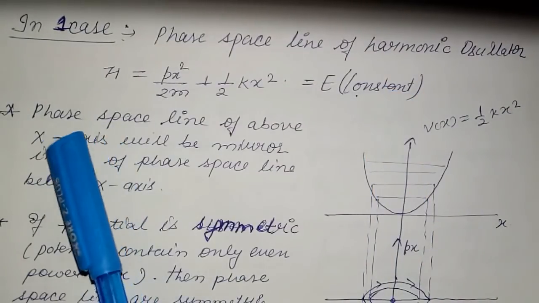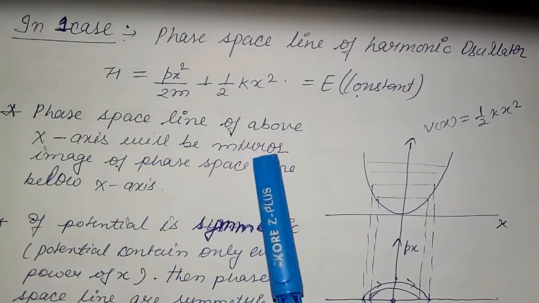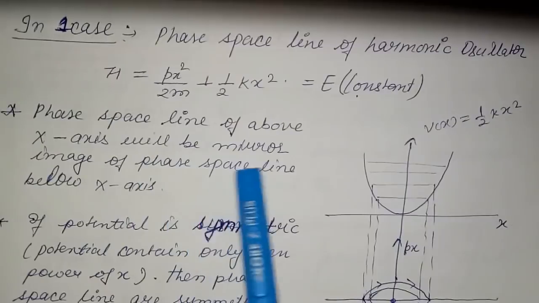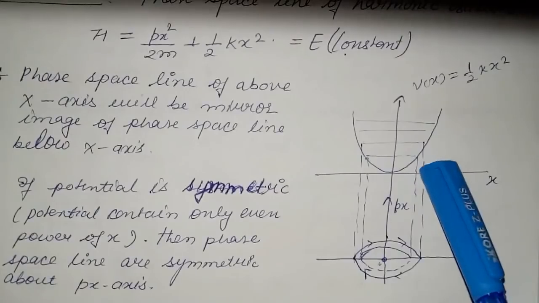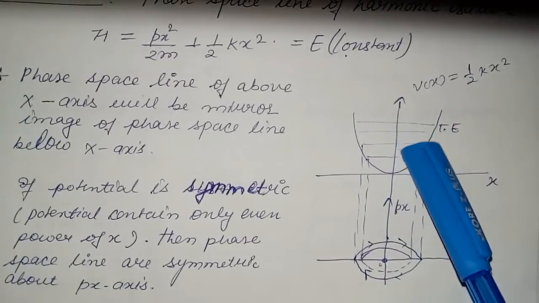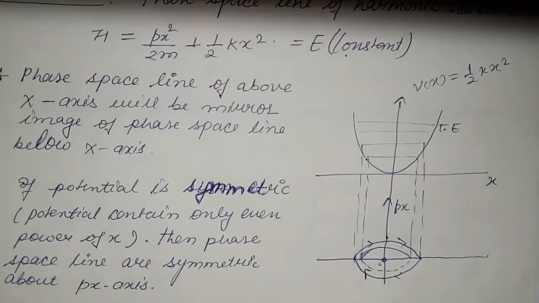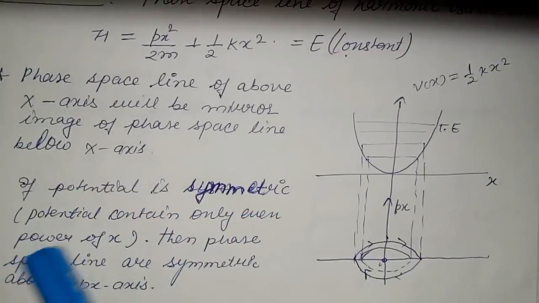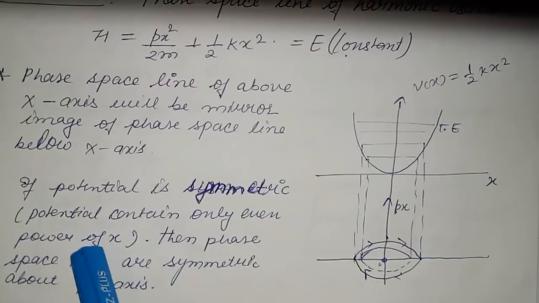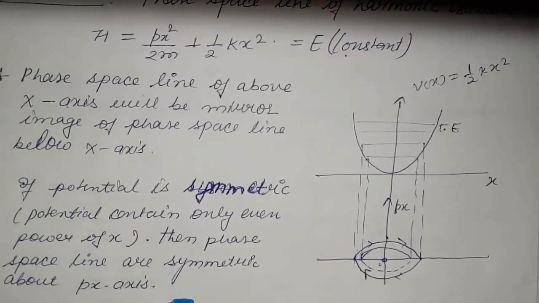Now the phase space line above the x-axis will be a mirror image of the phase space line below the x-axis, that looks like that. The second is, if potential is symmetric, that is, the potential contains only even powers of x, then phase space lines are symmetric about the momentum axis.